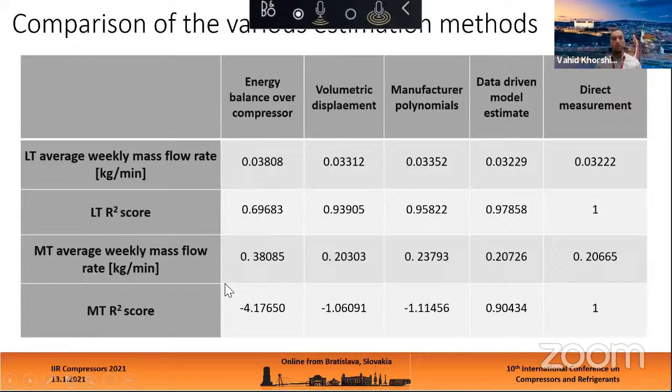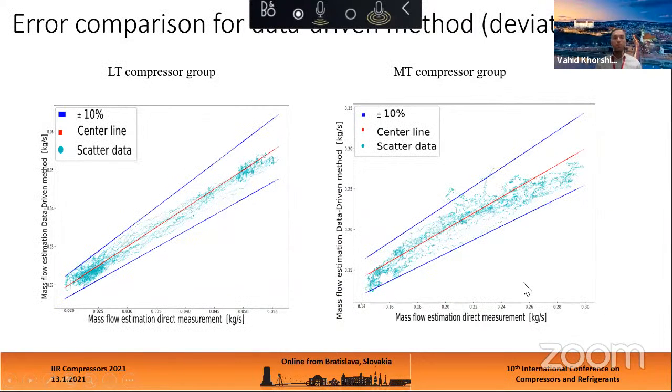We can see a similar process for the MT compressors, and the data-driven method gives a very good estimation on the average weekly and also in the R square value. Finally, we looked into the error to see how much the errors are bound. The data-driven method is keeping within 10% for LT compressors, and even in the higher ranges it is much more accurate because of the absolute value. For MT compressors, it is mostly keeping within the 10% error range.